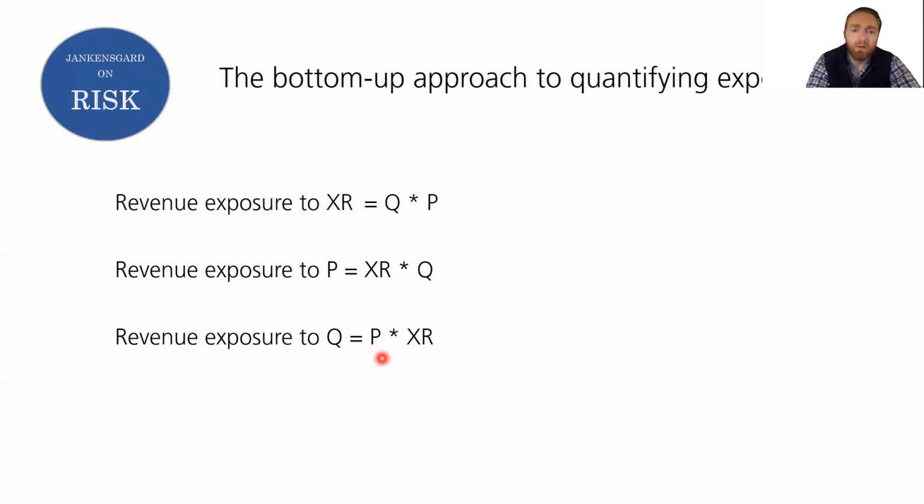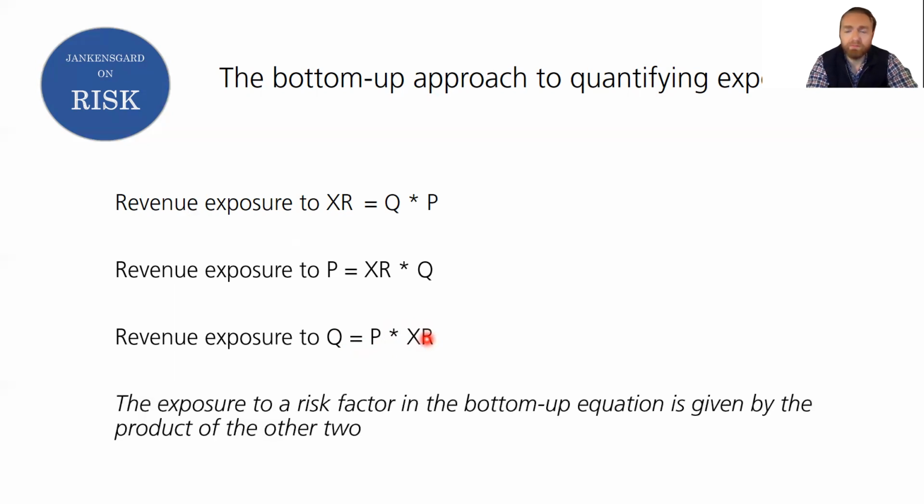Well, take the product of these two, price times exchange rate, and then you will have your exposure to that variable, to quantity. So generally speaking, then the exposure in the bottom-up equation is given by the product of the other two. So it's a very simple thing to remember here, that once you have your basic performance model, the exposure is implied. It sort of follows from that, right?